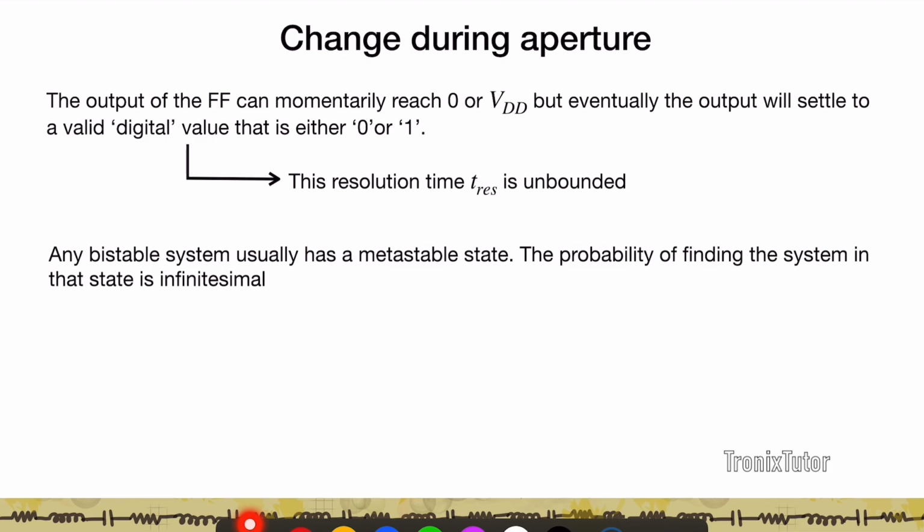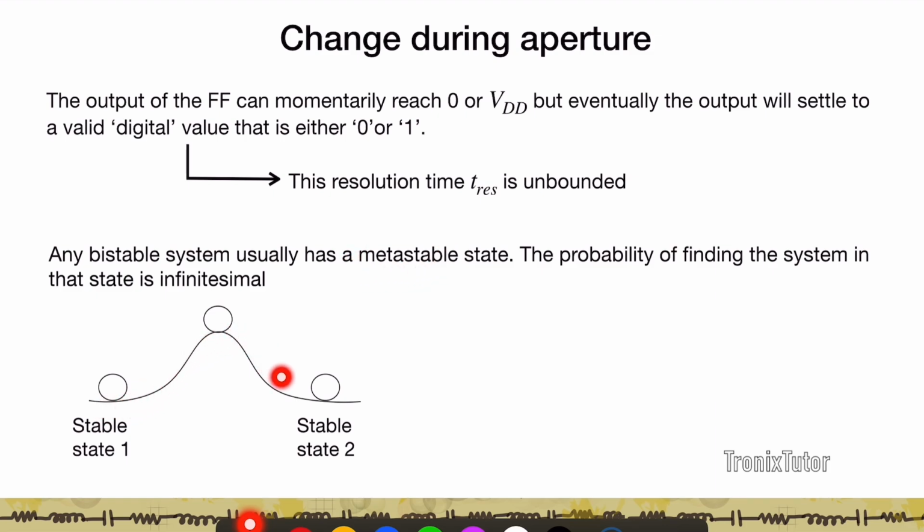Now, a flip-flop, as we've looked at in our previous videos, is essentially a bistable system. And by a bistable system I mean that the flip-flop generally tends to reside in one of two stable states of the system. Between the two stable states, there's usually what is known as a metastable state.